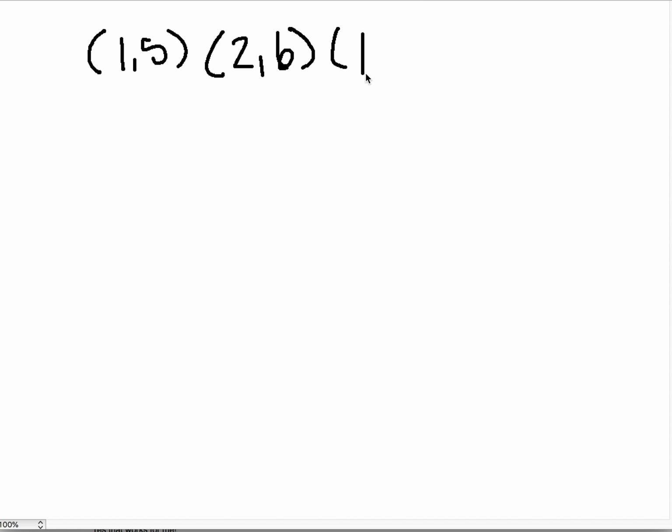So in this video, we're going to briefly review some facts about function notation and functions themselves. So the first thing is, if I have a list of points, there are several things that a list of points can tell me.